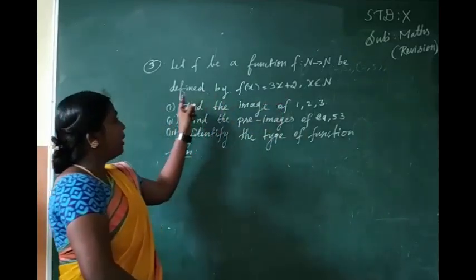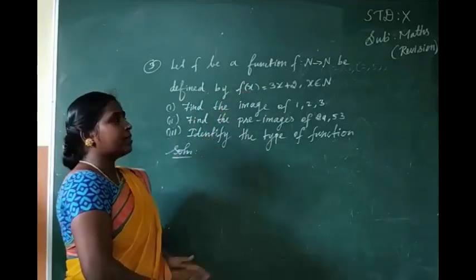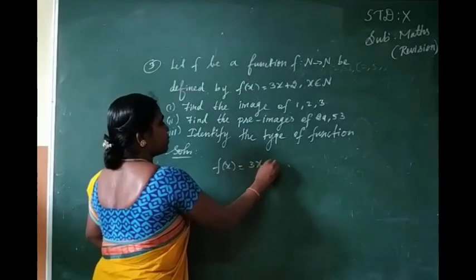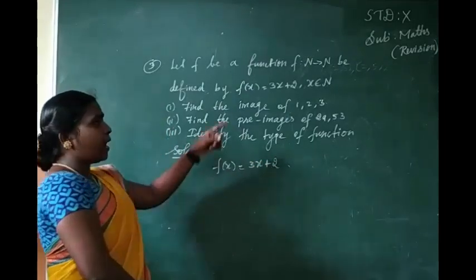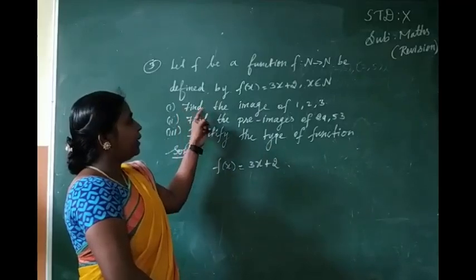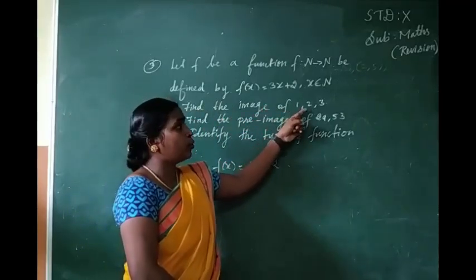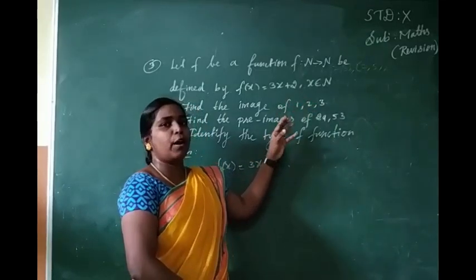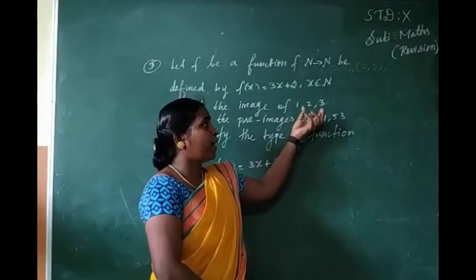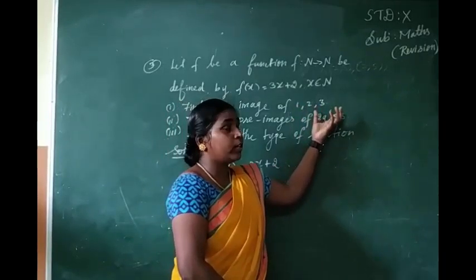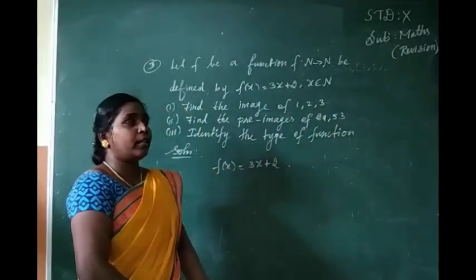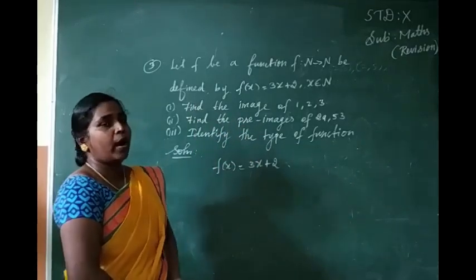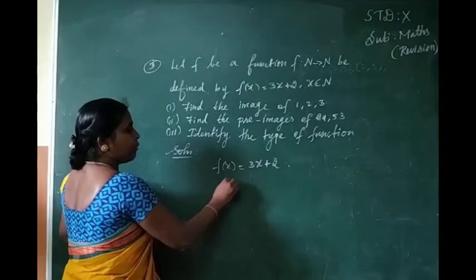Okay. So it is defined by f of x, and f of x is given. First we write f of x equal to 3x plus 2, where x belongs to natural numbers. Find the image of 1, 2, 3. What is the meaning of that? When x equal to 1, you want to find f of 1. When x equal to 2, you find f of 2. When x equal to 3, you find f of 3. The values you get are the images of 1, 2 and 3. Shall we find first f of 1?